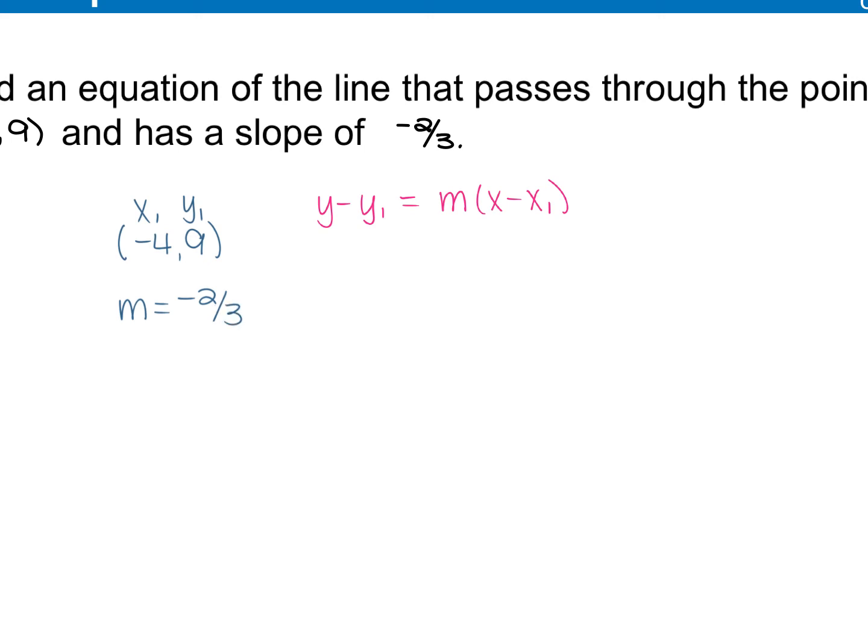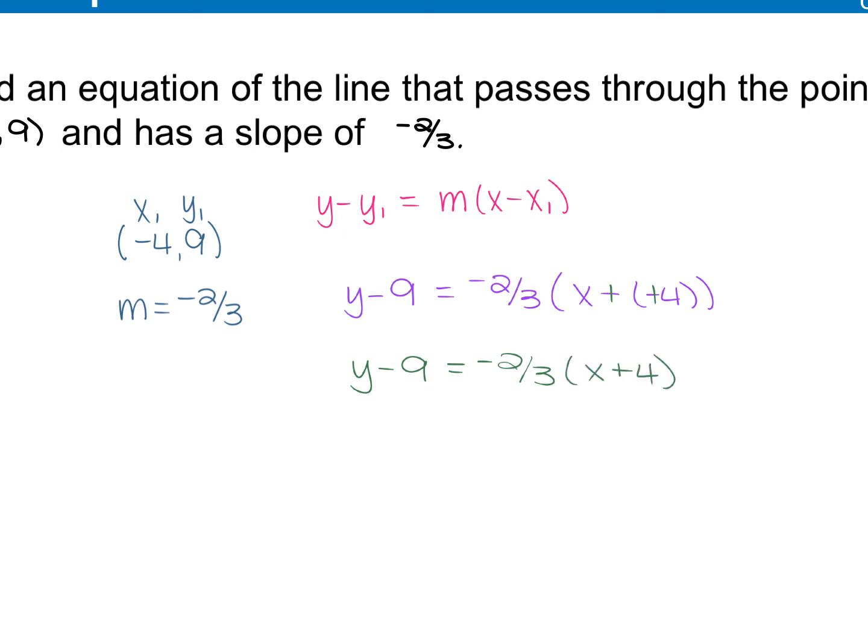So plugging these three values into our equation, we're going to have y minus y1, which we said is 9, is equal to m, which is negative 2/3, times x minus x1, which is negative 4. Once again, you have double negatives with that negative 4, so that turns into x plus 4. So it's just y minus 9 is equal to negative 2/3 times x plus 4.